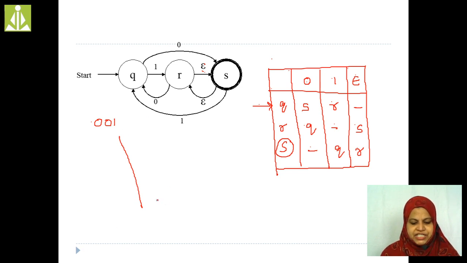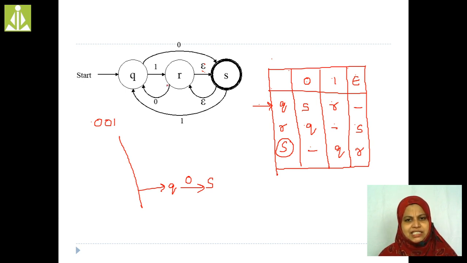Now, which one is the initial state? Q is the initial state. So, Q on 0 is S. S on 0: is there any S on 0? S on 0 is not there. Here null is there. So we are going to check whether any epsilon transition is present for this S or not. Here S on epsilon transition. This is the null string. We are just changing this state.